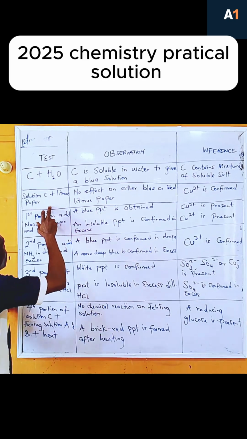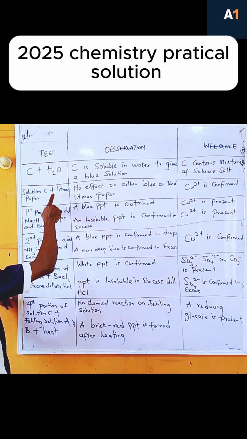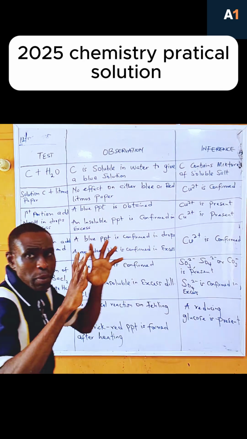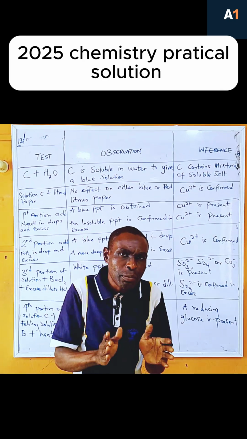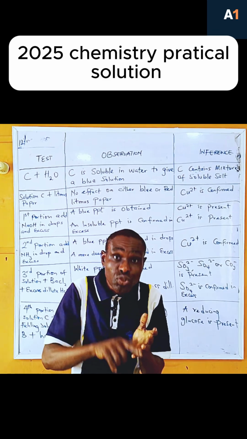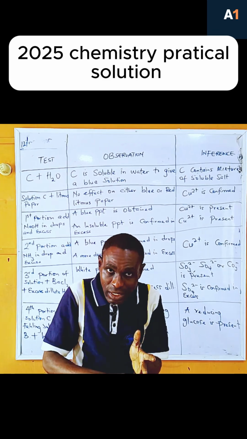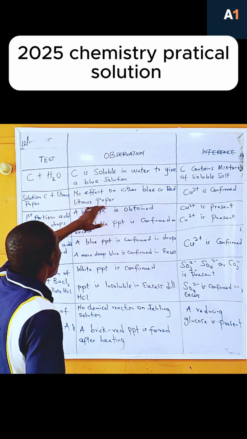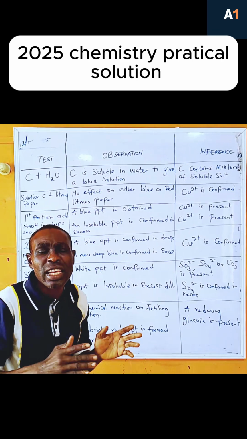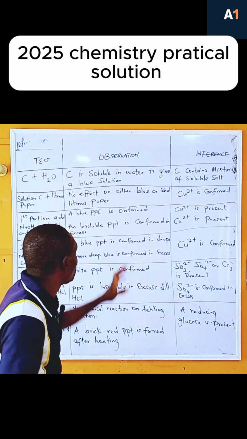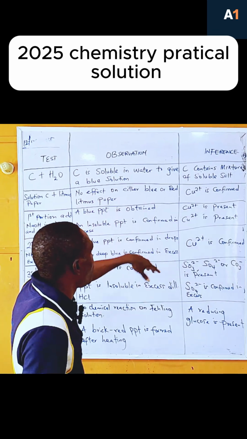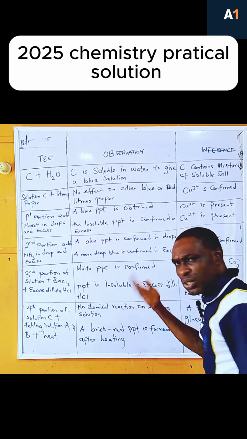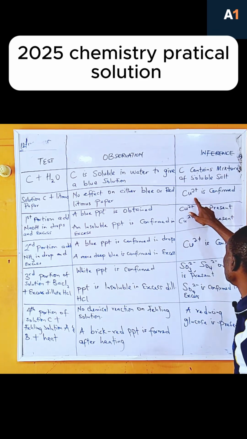Then the other one we saw: solution C plus litmus paper. With the solution we prepared, we put in litmus paper just to know whether the solution is neutral, acidic, or basic. No effect, meaning that the solution is neither acidic nor basic. So what we now think is that it contains copper ion, which is to be confirmed.